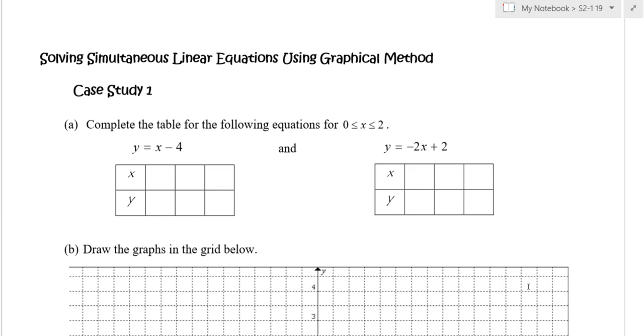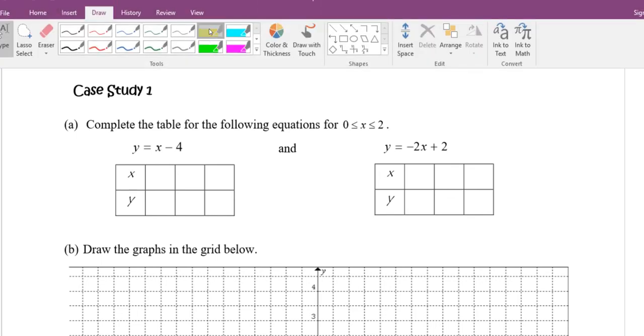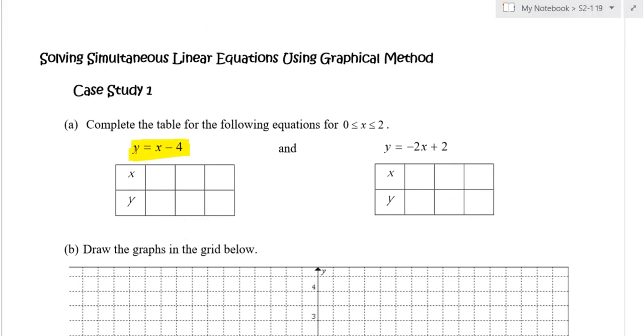Orlando, the first equation is y equals x plus 4. Can you highlight the equation? Oh, sorry, thank you. x minus 4. So this is the first equation. And how do we do it? Can you write it down in case you forget?